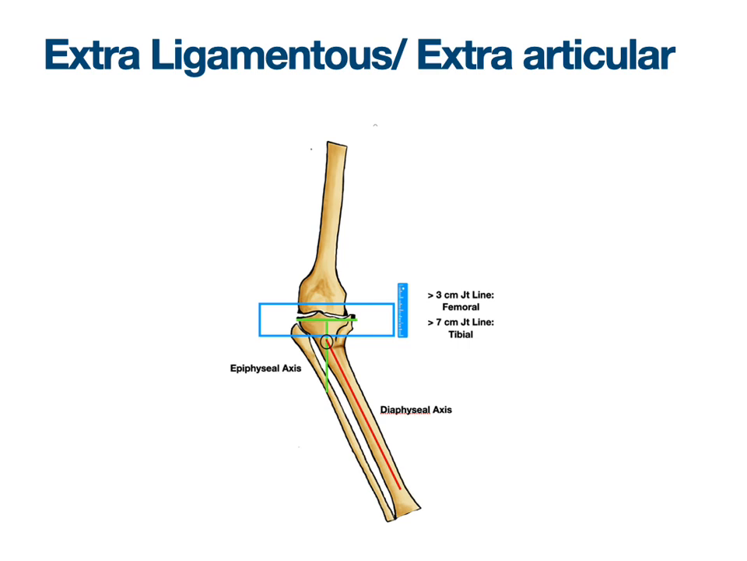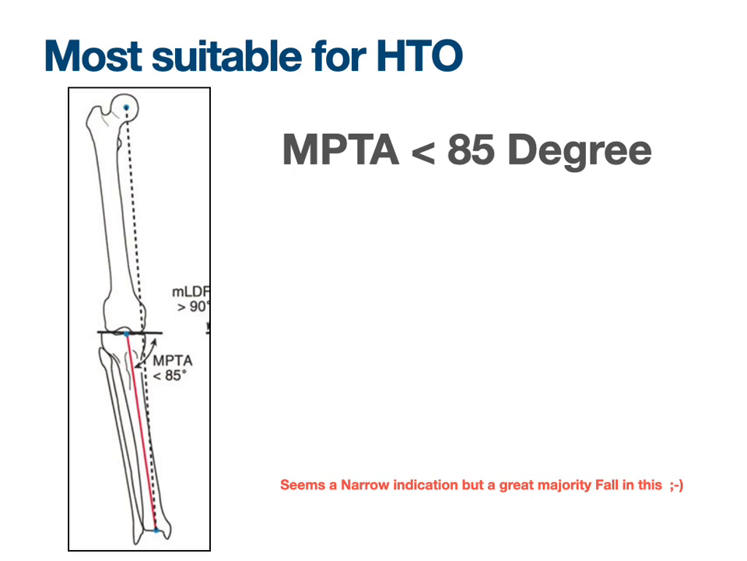So let's look at which are the most suitable candidates for HTO. In my opinion, a single most important factor is an MPTA. MPTA less than 85 degrees without significant alteration in LDFA is the right indication for HTO. It seems like a narrow indication, but a great majority of our patients fall in this.